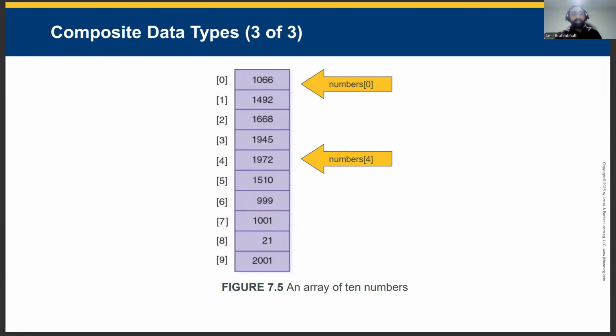Array diagram. Here we see a visual diagram of an array containing 10 numbers. It shows numbered positions such as number 0 and number 4 to illustrate how array indexing works. Arrays allow efficient access because each element can be directly retrieved using its index.